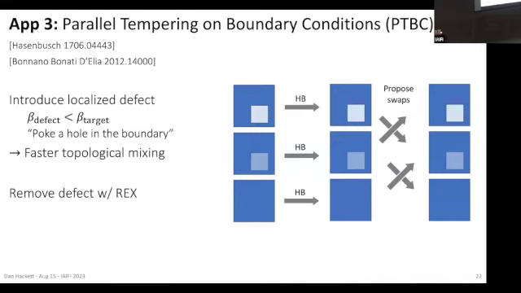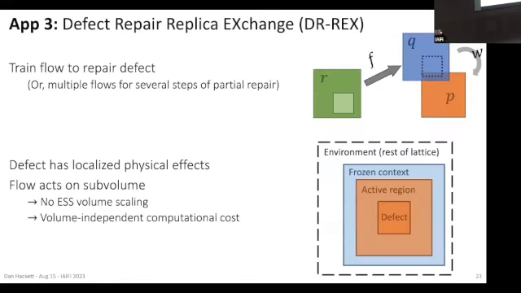There's an approach that's been proposed independent of flows to do this, using just replica exchange, interpolating between a defected theory and the theory of interest, and using replica exchange to remove the defect. So the natural question is, can we remove the defect more effectively using replica exchange? This is a natural application of the case where we want to flow on subvolumes. So the idea is we train a subvolume flow to repair the defect.